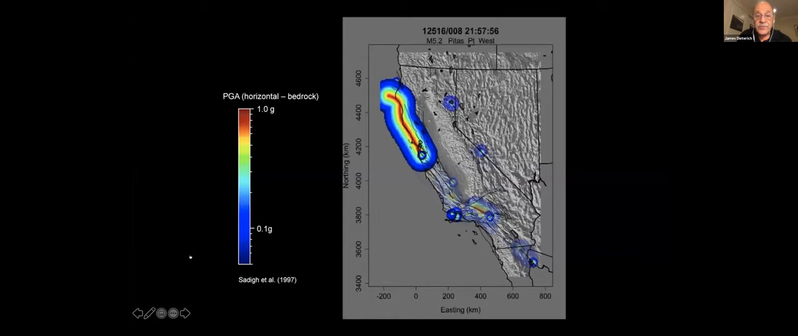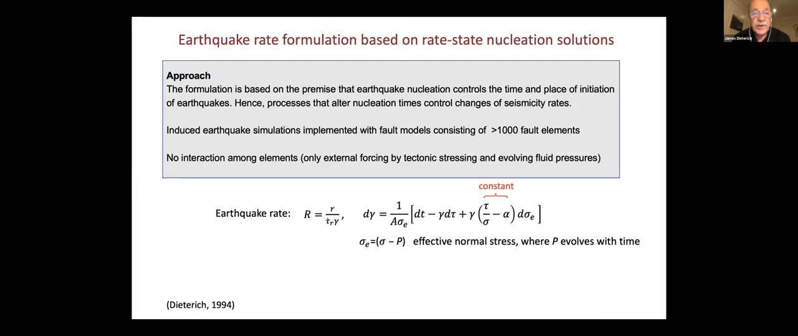So I'll talk about the second earthquake simulations that we've been using. It's based on the earthquake rate formulation, which is analytic, and this was published in 1994. This is what the formulation looked like. The idea behind this is that we assume that earthquake nucleation controls both the time and place of earthquakes, but not necessarily their size. And so any processes that alter nucleation times will control changes in seismicity rates and locations.